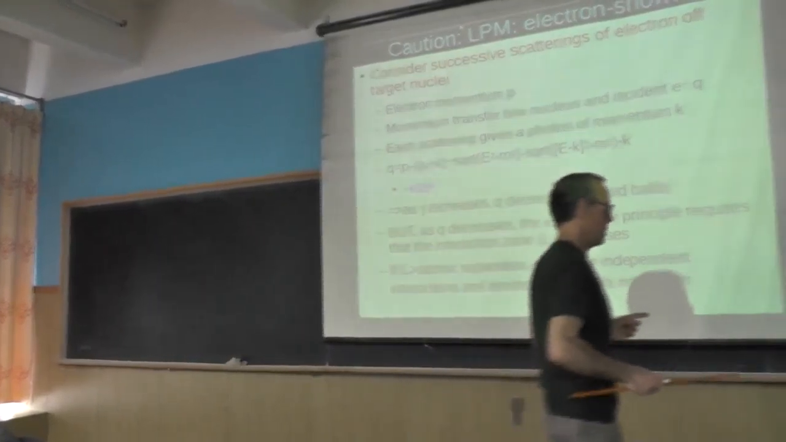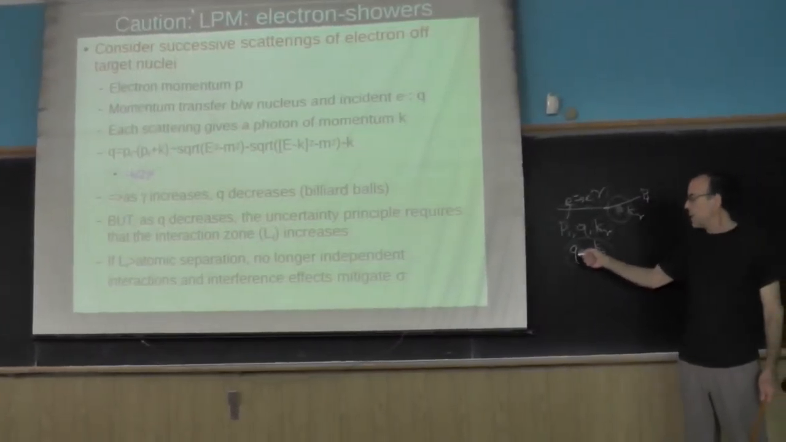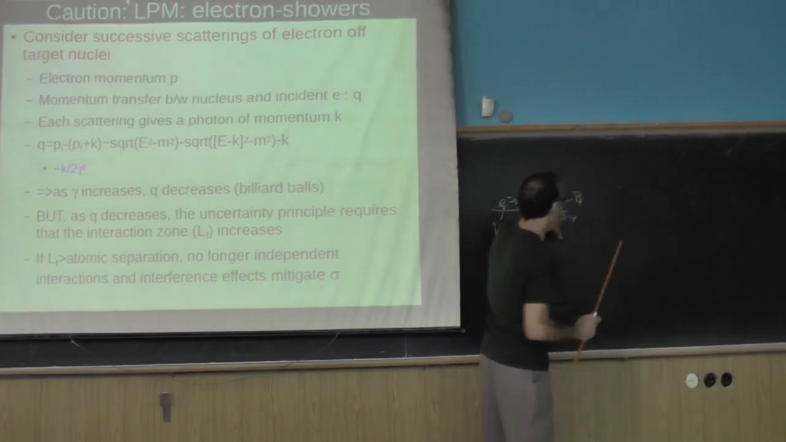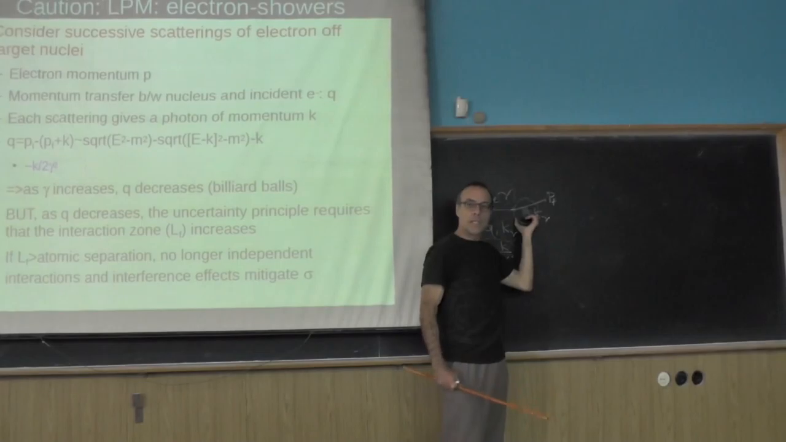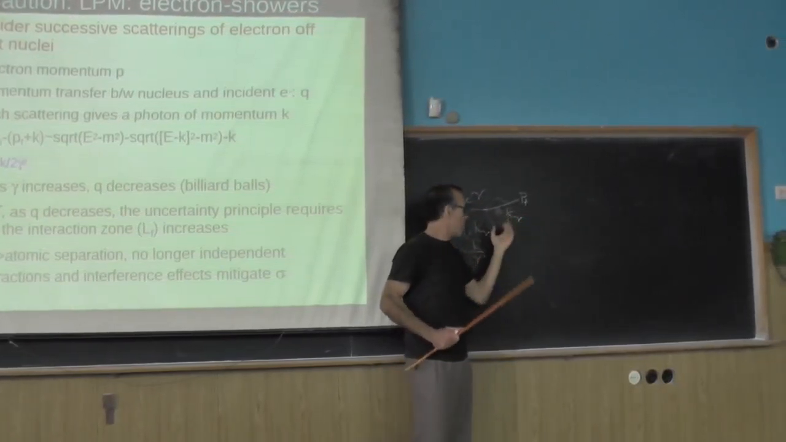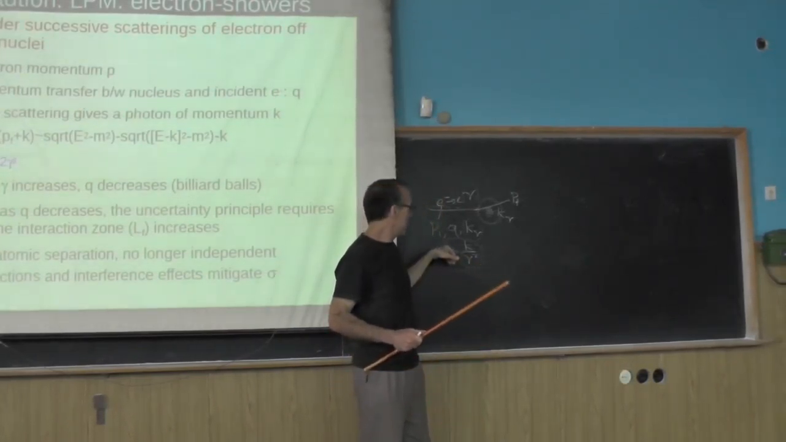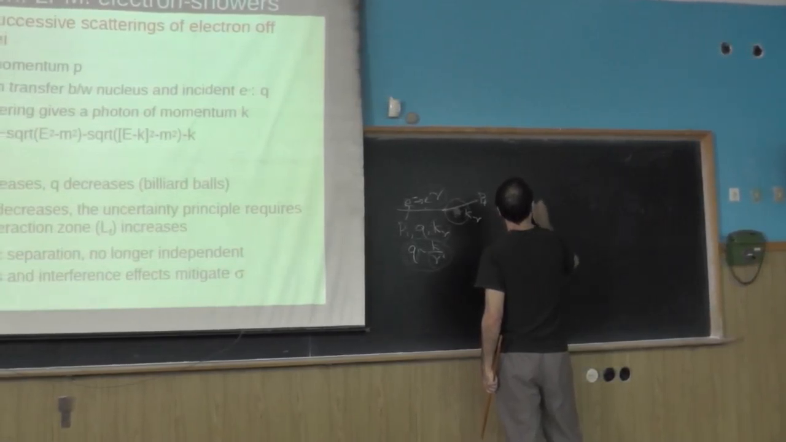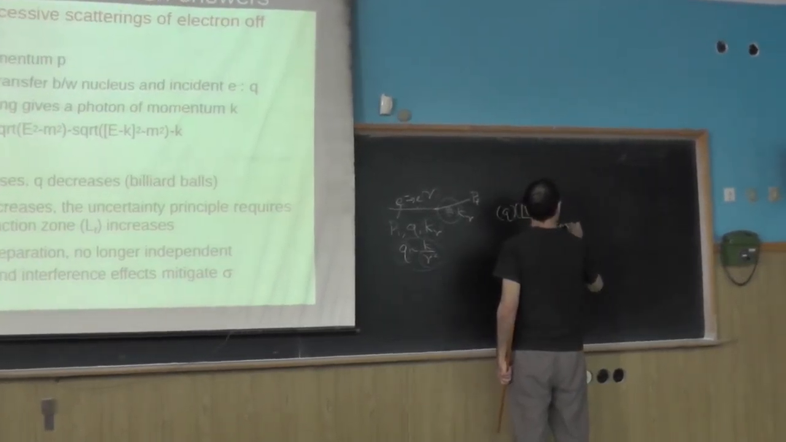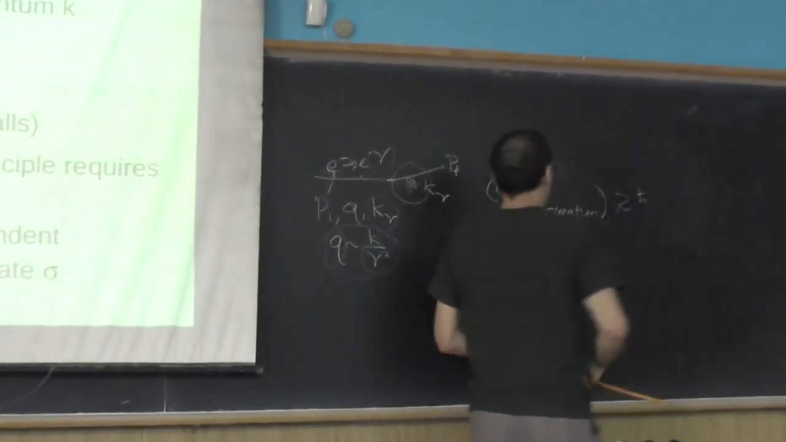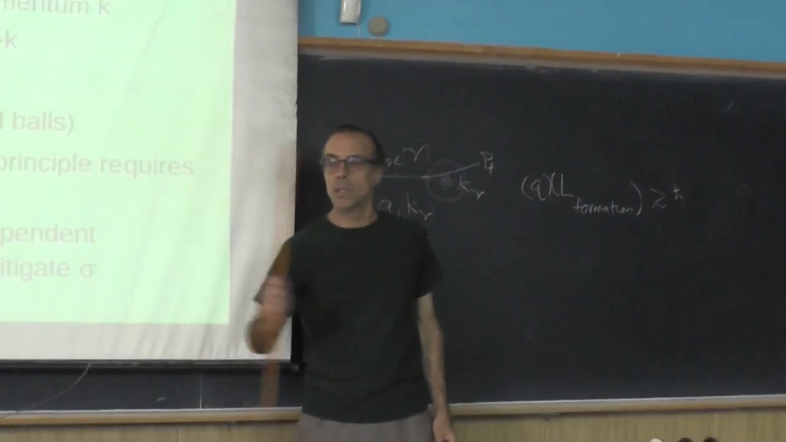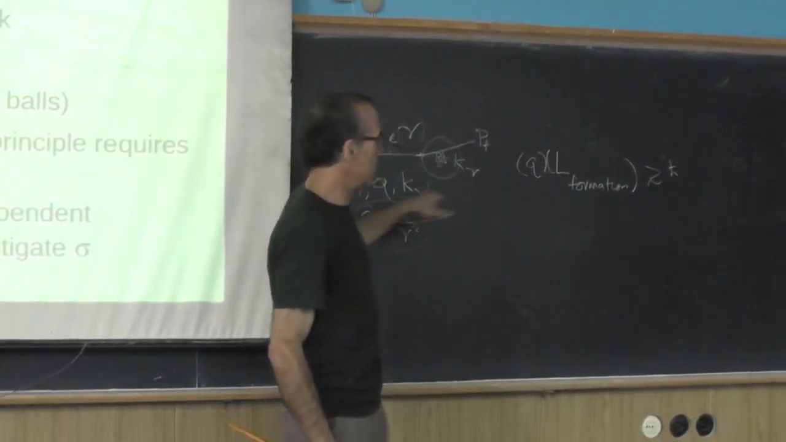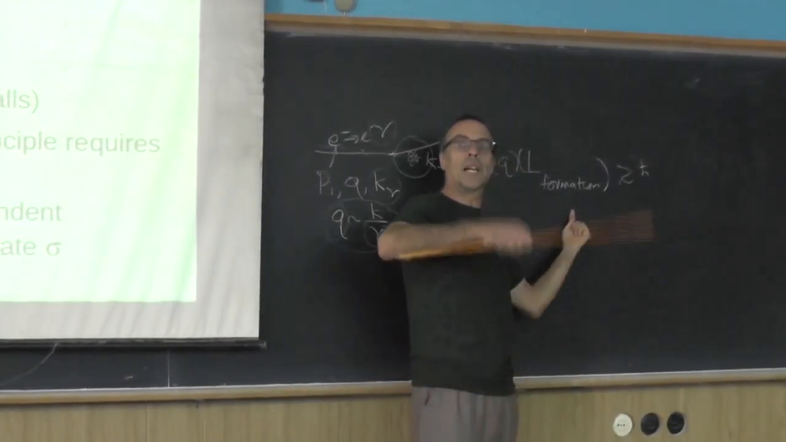Now, because of that, there is a relationship between the momentum scale of the transfer momentum and what's called the formation zone, which is, if you like, the interaction length. If the electron is very slow, the interaction length is basically the diameter of one atom. But if gamma gets very high, q gets very low, and now I can write a relationship which is something like q times L formation is greater than or equal to h bar. L formation is the transverse region over which the interaction happens. So again, gamma goes up, q goes down, and L formation, by the uncertainty principle, has to get very, very large.